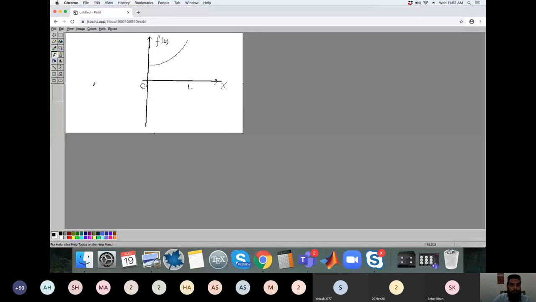Okay, so now we are going to extend this one. We have to extend this portion of the graph. F of x initially was defined over the interval from 0 to L. Now we have to extend to the other half. So minus L.